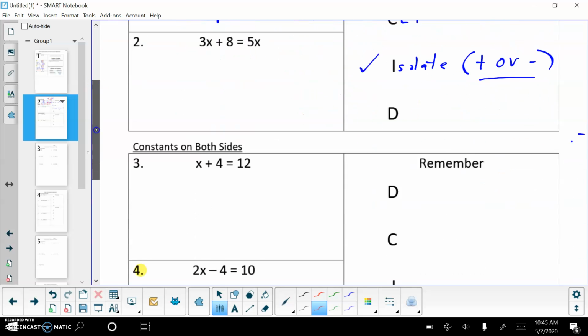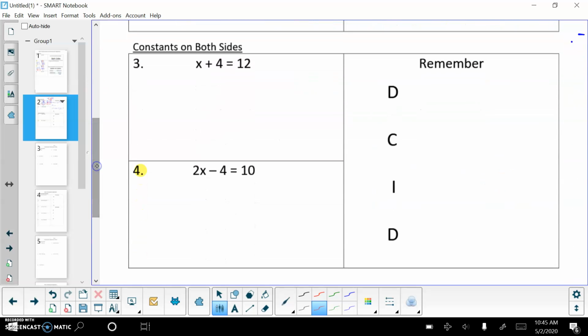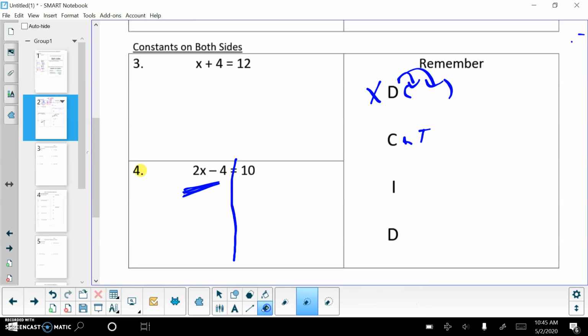And the last example I'm going to do here is example 4. It's the most complicated one. Once again, we're going to remember the DCID, distribute, but there's no parentheses, so I don't have to do that. The CLT, I don't have the same anything on each side that I can combine. I can't put the 2x and the 4 together because they don't both have letters or they're not both constants. And there's nothing on the 10 side to combine with it.